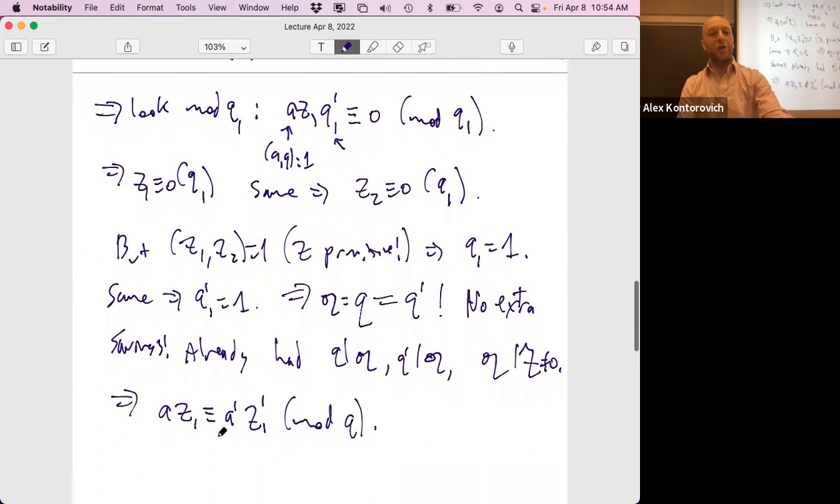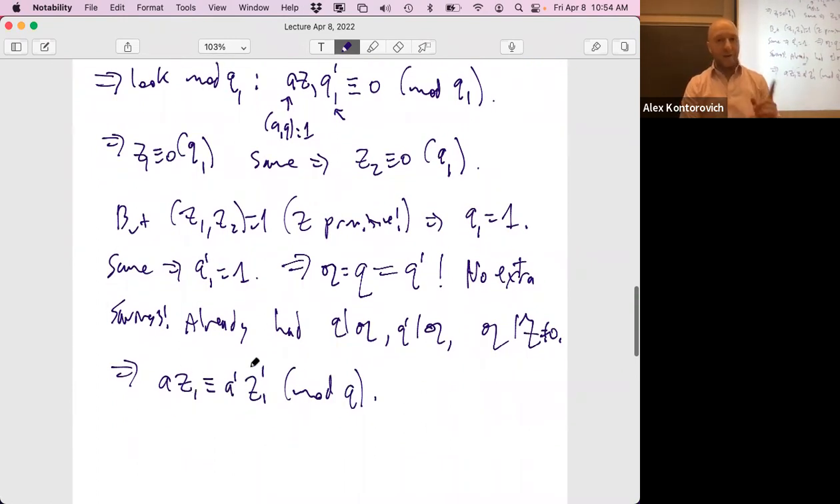So this determines, for fixed Z1 prime and fixed A, A prime. It will almost determine A prime. Z1 prime might have a large factor in common with Q.